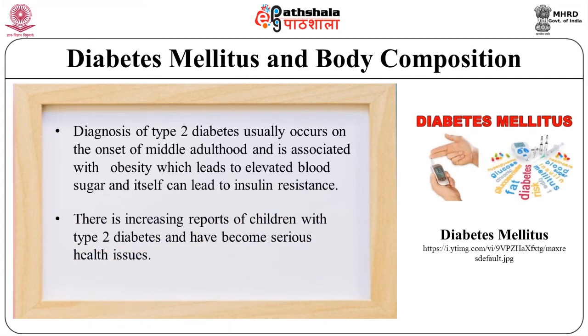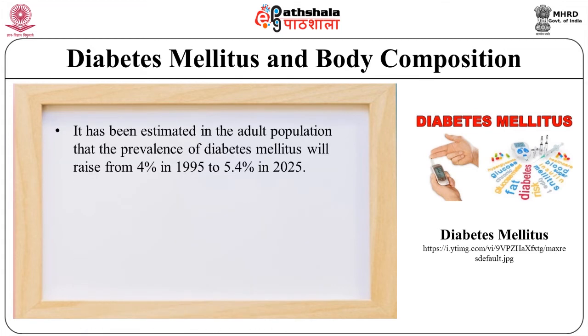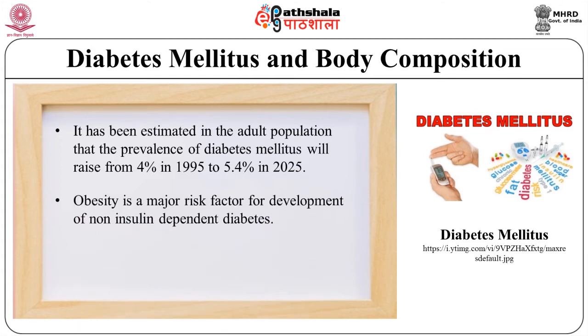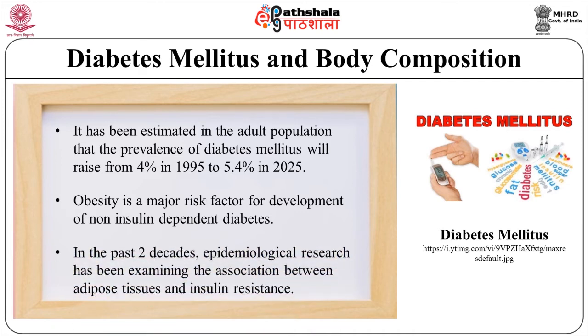There are increasing reports of children with type 2 diabetes, which has become a serious health issue at a young age. It has been estimated that in the adult population the prevalence of diabetes mellitus will rise from 4% in 1995 to 5.4% in 2015. Obesity is a major risk factor for development of non-insulin dependent diabetes. In the past 2 decades, epidemiological research has been examining the association between adipose tissue and insulin resistance.